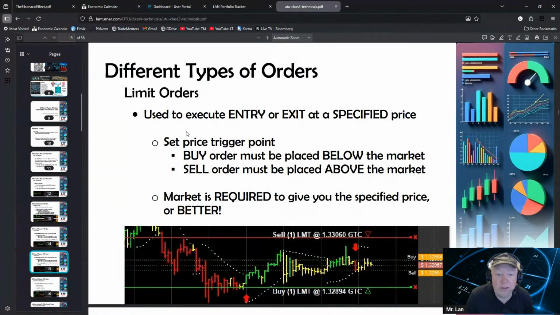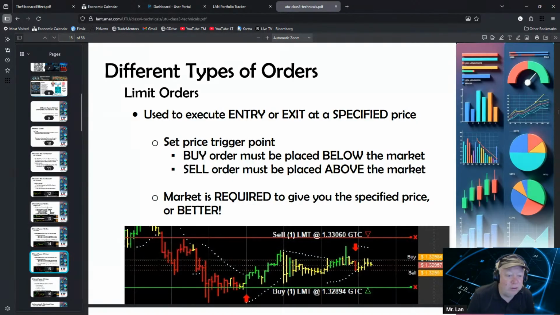The limit orders are used to execute entry or exit at a specified price. You're going to set price trigger points. Buy orders must be placed below the market. Sell orders must be placed above the market. The market is required to give you the specified price or better. So that's the difference between a limit order and a stop order.